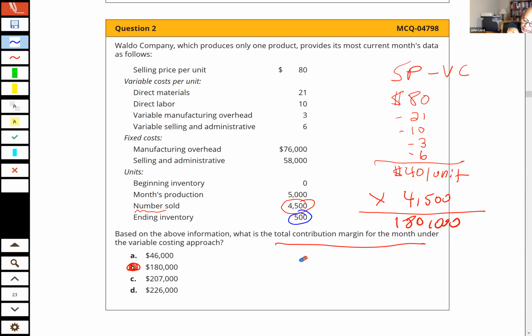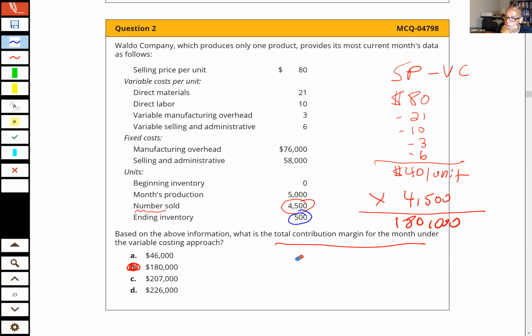Do you know how to calculate the amount that it'll be higher? What if this question asks you, how much higher will the absorption net income be? We saw another question like that, but I'm turning this into that kind of question. And on the exam, they might very well give you this and then say, taking the same information for question 2, how much higher or lower would the absorption be versus the variable? We know it's going to be higher. How would you calculate that?